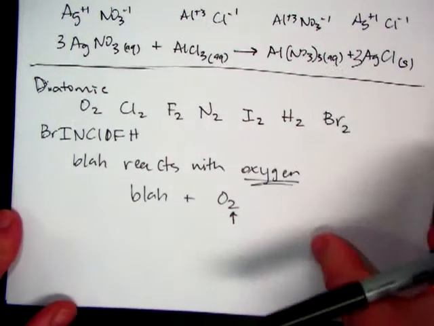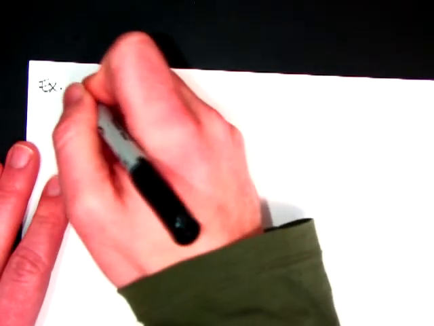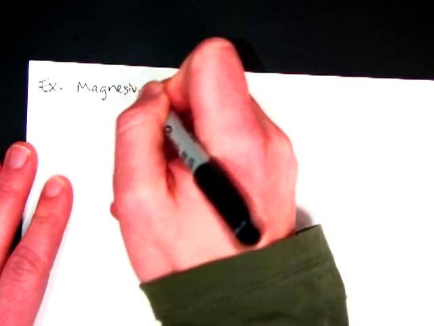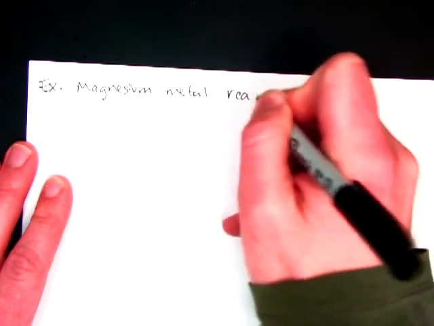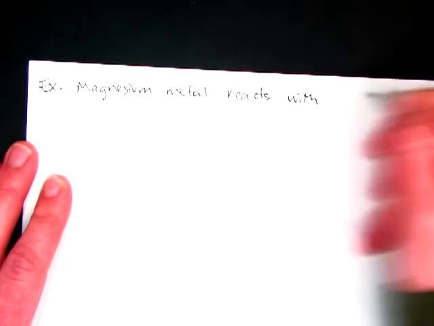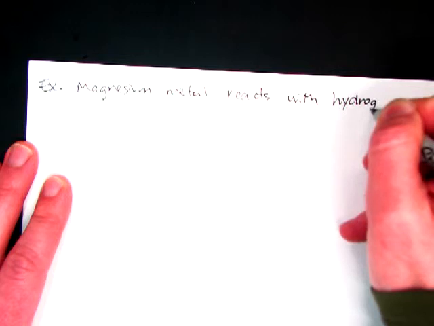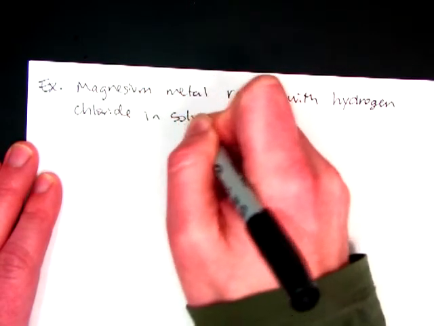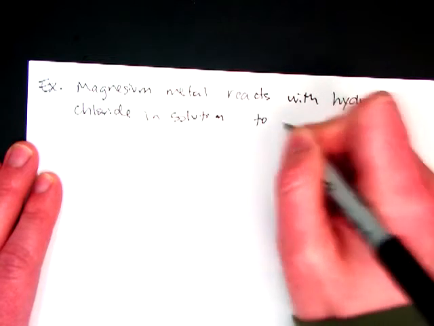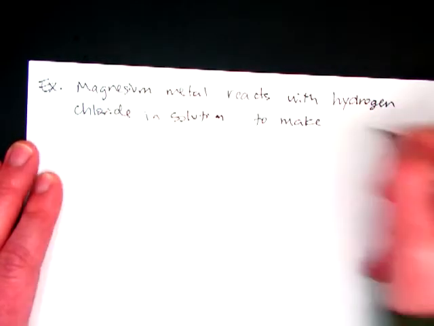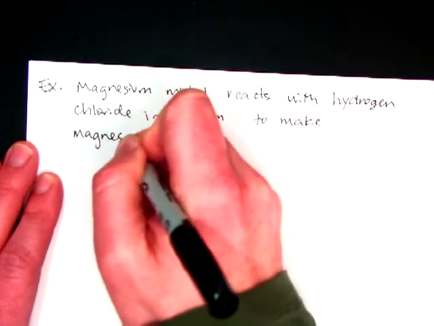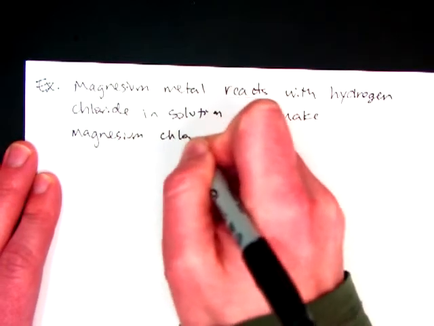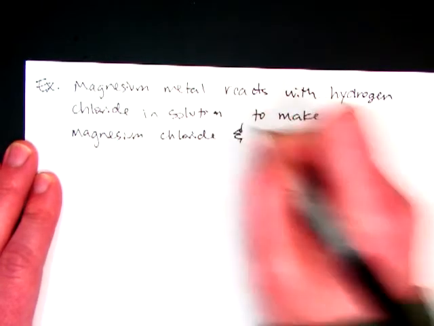Okay? So an example for that would be if you had, let's say, magnesium metal. Magnesium metal reacts with hydrogen chloride in solution to make magnesium chloride and hydrogen gas.